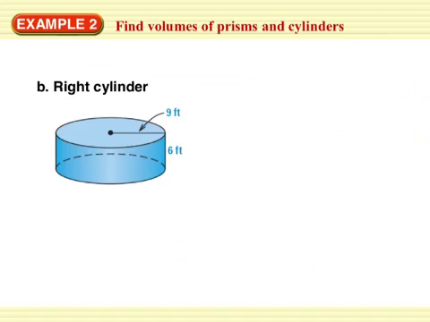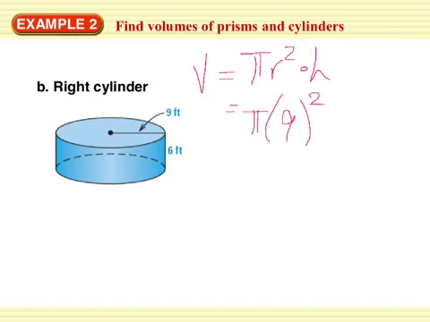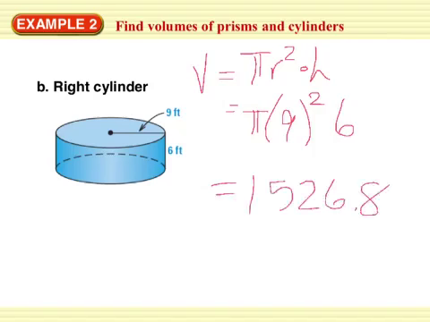Let's try one. A right cylinder. Volume equals area of a circle times its height. The radius is 9. The height is 6. So we have pi times 81 times 6. 1,526.8 feet cubed.